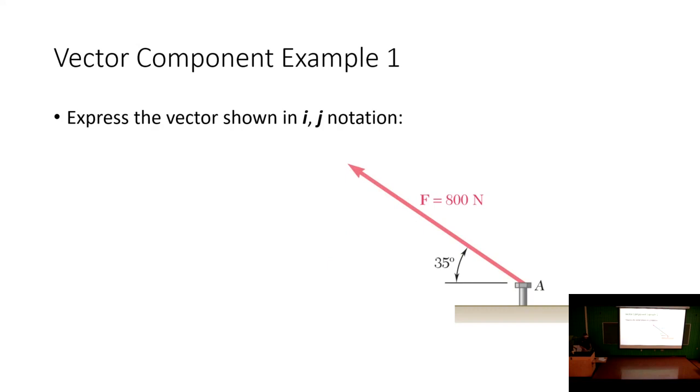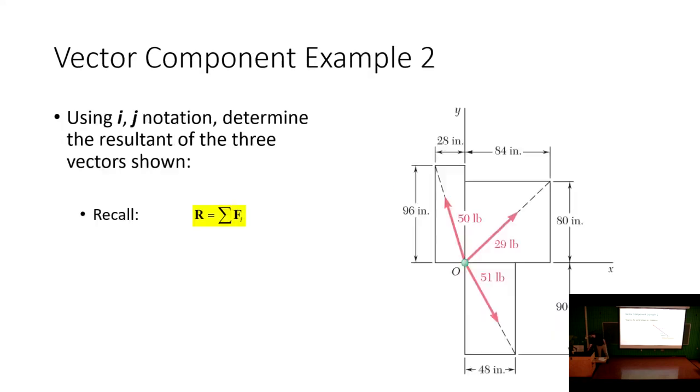Okay. So what we're going to do, and we're going to do this on Friday, we're not going to do this today, is I'm going to give you a vector, and I just want to practice taking a vector and expressing it in ij notation. I just want to make sure that we're comfortable with that. Then we're going to take a problem that has more than two components, and we are going to add these vectors together. We're going to do this on Friday.